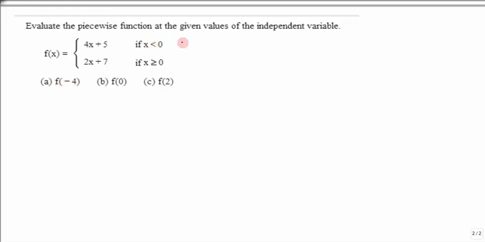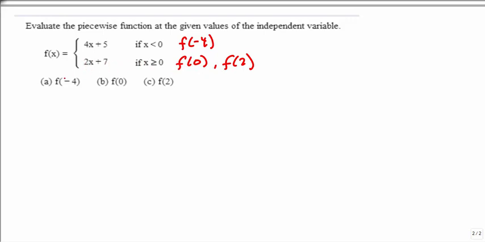So that, for instance, would be f of negative 4, because negative 4 is less than 0. Now, here we're looking at x values greater than or equal to 0. Well, the equal case is here, so f of 0 I could use here. And then I could also use f of 2. So I'd plug in negative 4 up here to find the value of f of negative 4. And I'd plug in 0 and 2 into the bottom part.